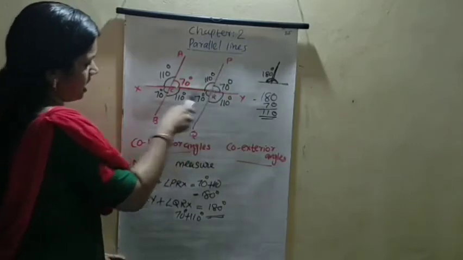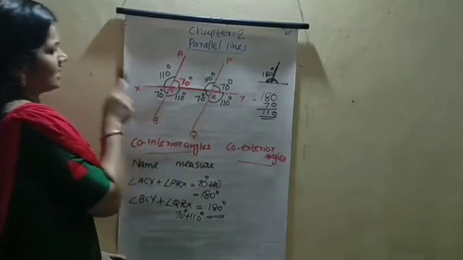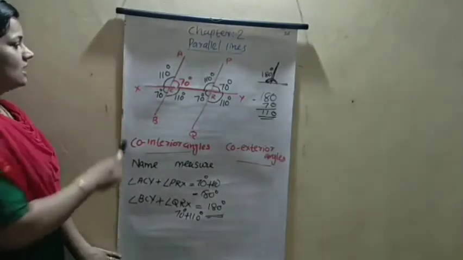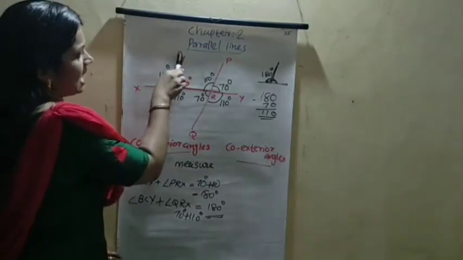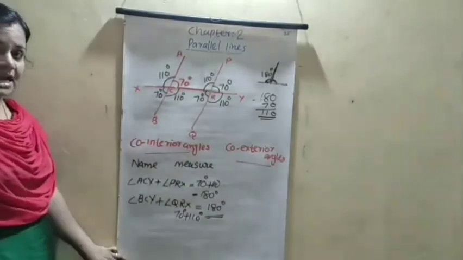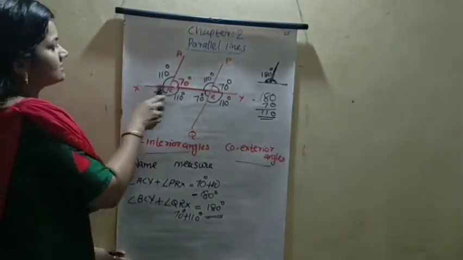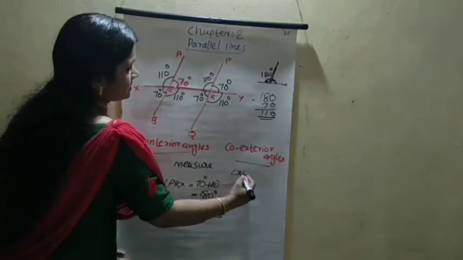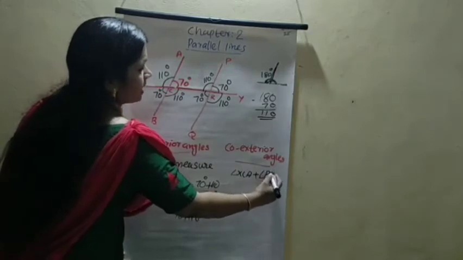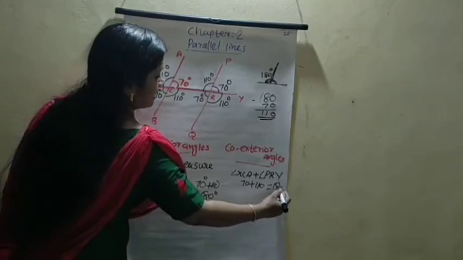These are the co-interior angles: ACY and PRX, and the next one BCY and QRX. These are the two interior angle pairs. Then the exterior angles: angle XCA and angle PRY. The co-exterior angles are the ones on the outside. So angle XCA plus angle PRY equals 70 plus 110, which is 180 degrees.